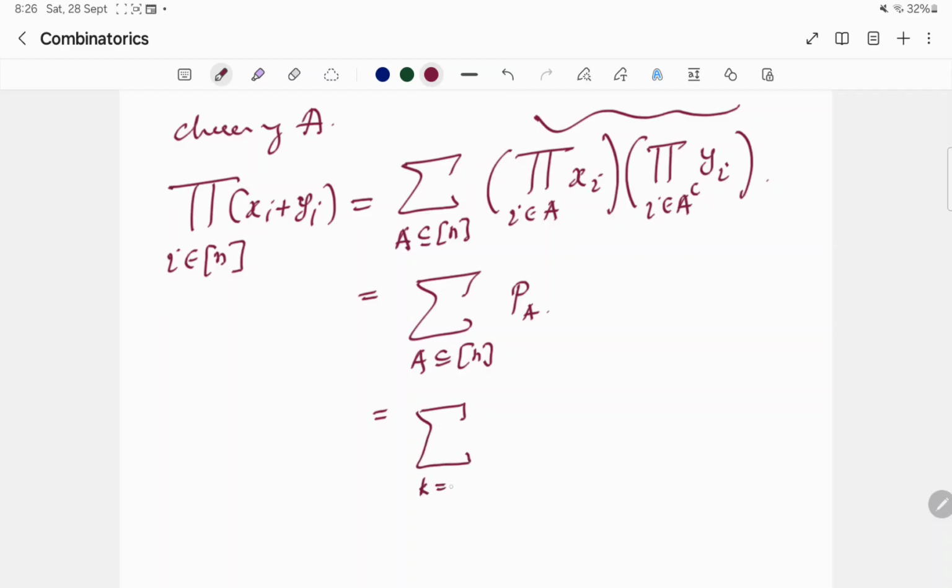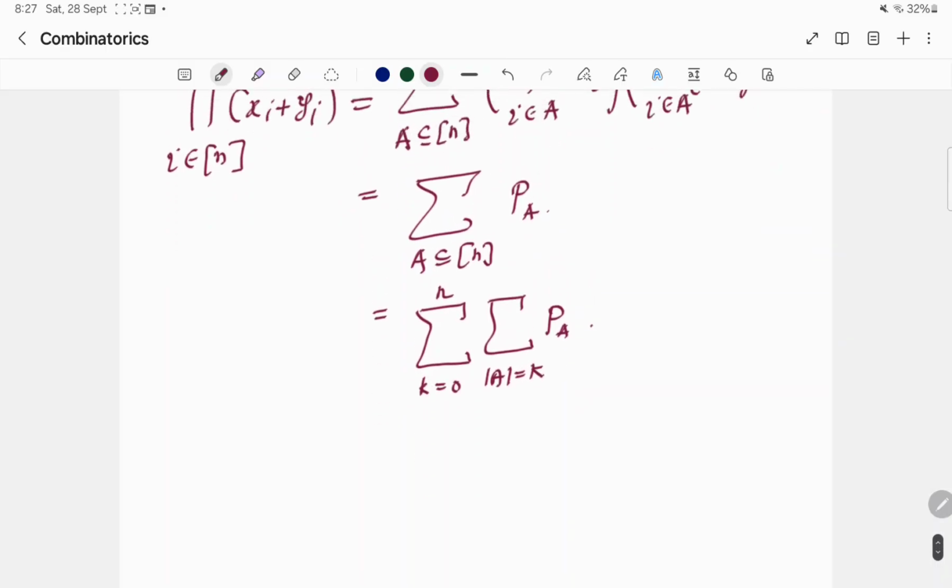that is k going from 0 to n, summation over cardinality of A equal to k of PA. So the idea is, suppose you have x1 x2 and then y3 y4, that is one product; and you may have x1 y1... y2 y3, this is also a product. There are many of them that will come as a PA with the same cardinality.